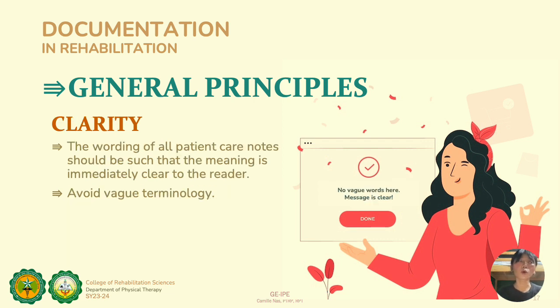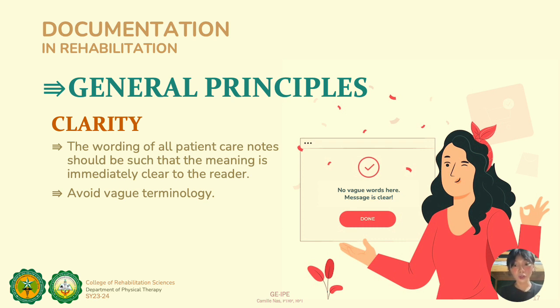Clarity, no? This one is the quality of being easily understood. So, if your words are clear, it's very simple and very easy to understand. Clearness of your words, your grammar, your sentences, so that there's a way of preventing miscommunication or misunderstandings with your documents, no? The wording of all patient care notes should be such that the meaning is immediately clear to the reader.